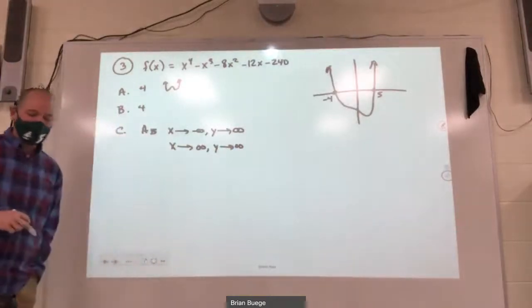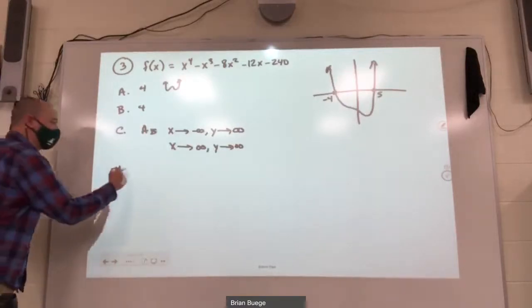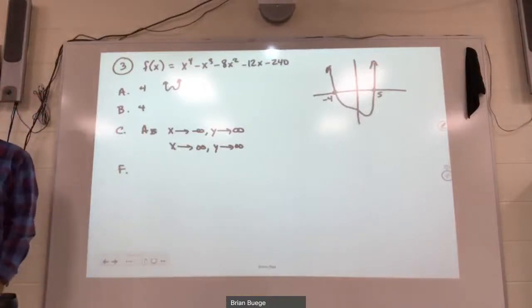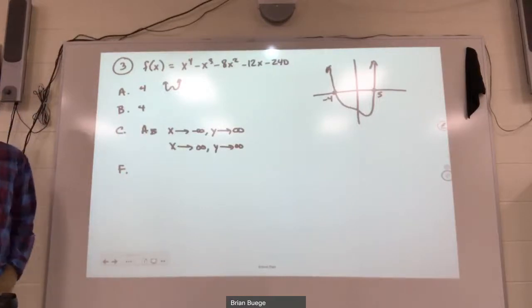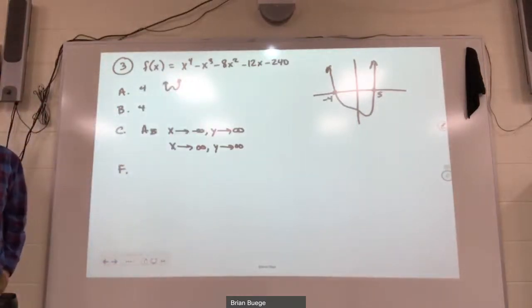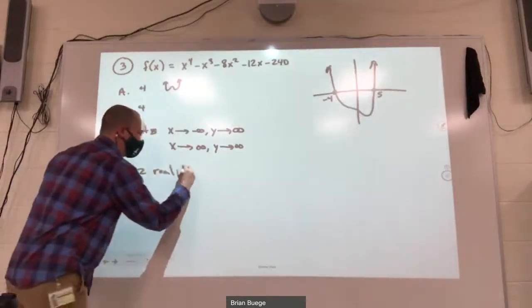So F says how many zeros are real. We said in part B that there's a total of 4 zeros. F is asking how many of those 4 are real, and what's the answer based on the graph? What do you think? All right, Connor, what's my answer? 2. Yeah, it goes through the x-axis at negative 4, goes through at positive 5, so I know there's 1 in each spot. So I have 2 real zeros.